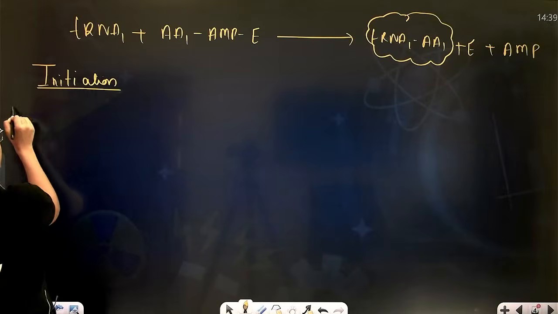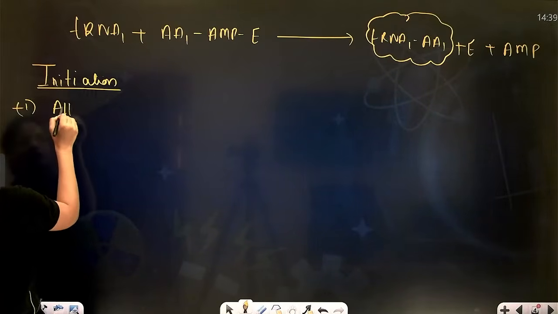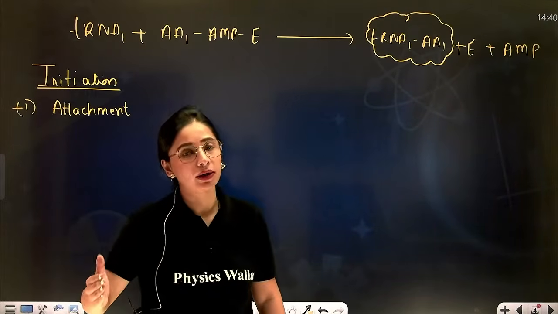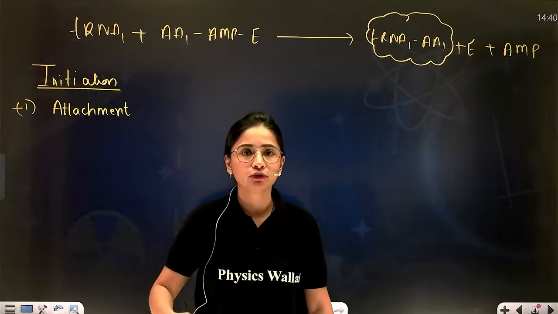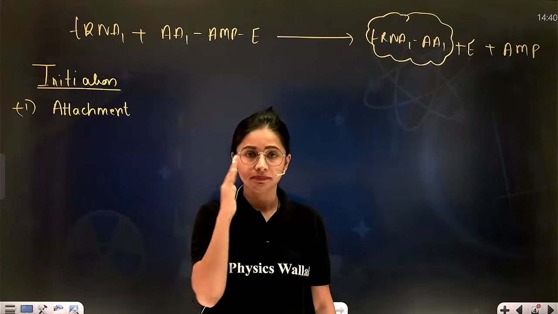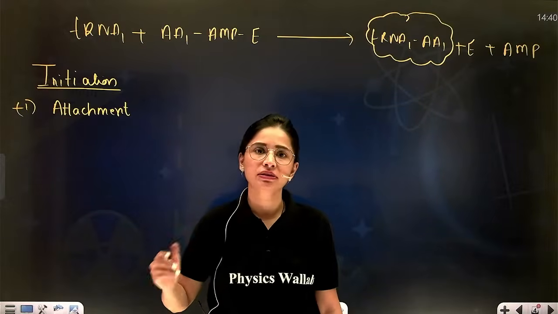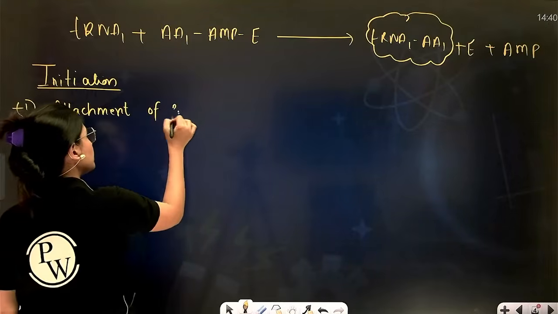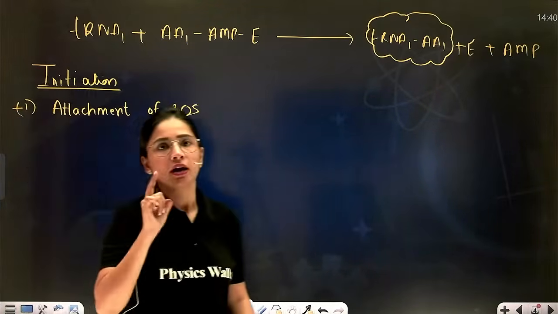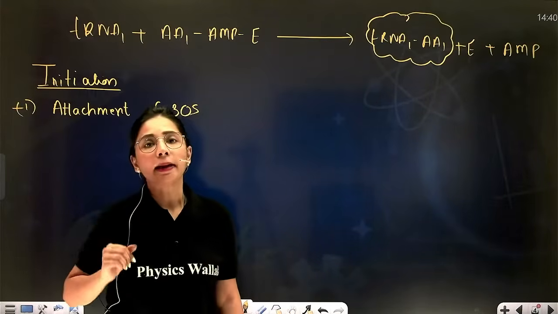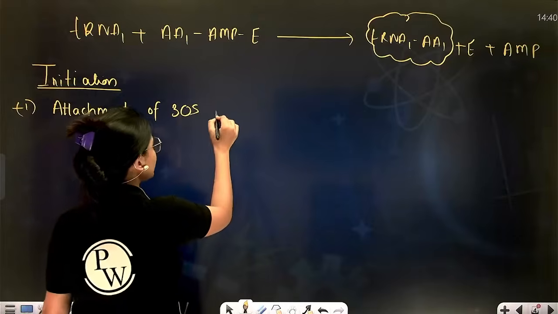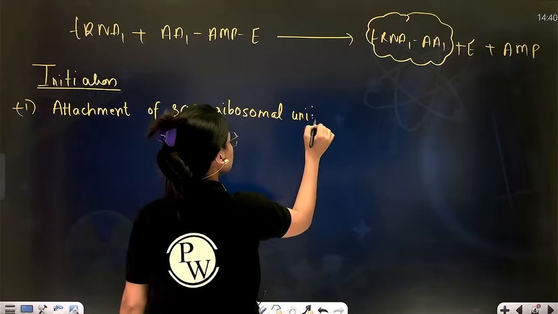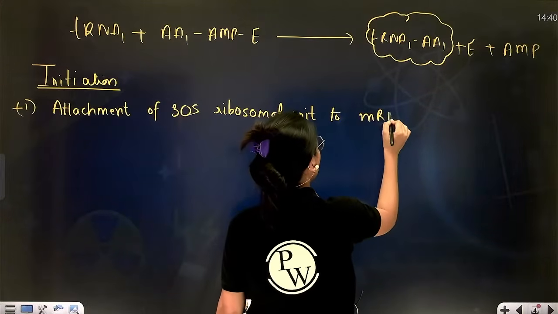In initiation, the first step is attachment of the 30S ribosomal unit to the mRNA chain. Here I am going to teach you the translation of prokaryotes. Whatever terminologies I use are for prokaryotes, but parallelly I will keep telling you the differences for eukaryotes also. So the first step is that the smaller subunit, 30S, first attaches to the mRNA chain.